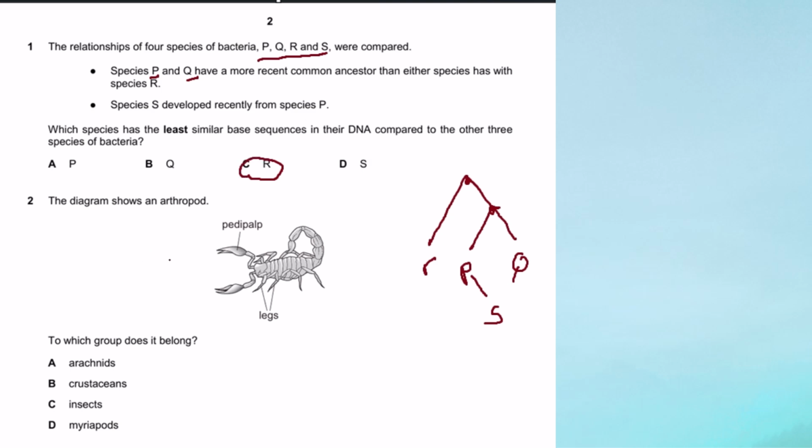The next one is an arthropod, and we can see it has 4 pairs of legs, which leads us to A, arachnids, as this is a scorpion. You can also see it has an exoskeleton, but that goes for all the arthropods. But the 4 pairs of legs is a certain sign we are looking at an arachnid.